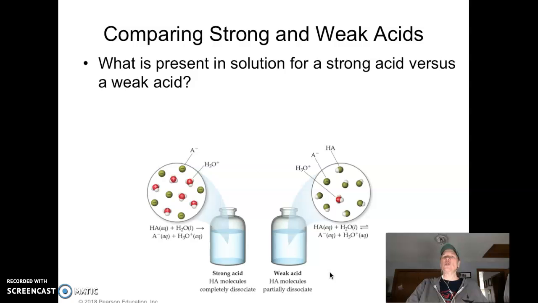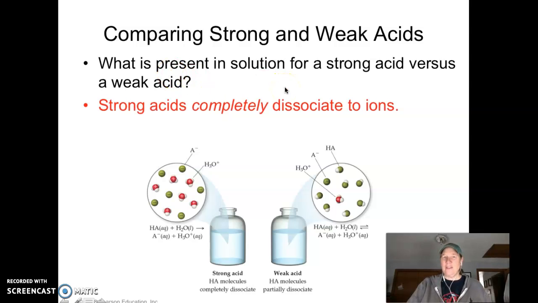Okay, so comparing strong with weak acids, what is present in a solution of a strong acid versus a weak acid? The strong acid is going to have all those ions. They completely dissociate. So here we have, you can see whatever the A is, whatever the other ion is. Like if it's hydrochloric acid, these would be the chloride ions.